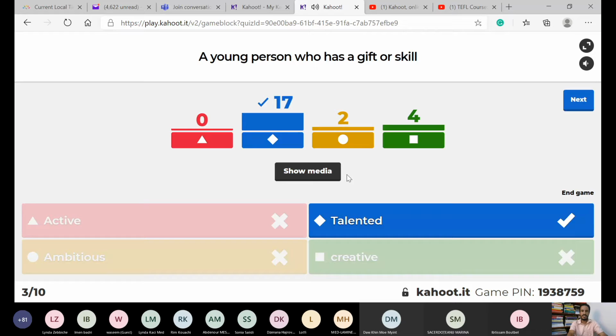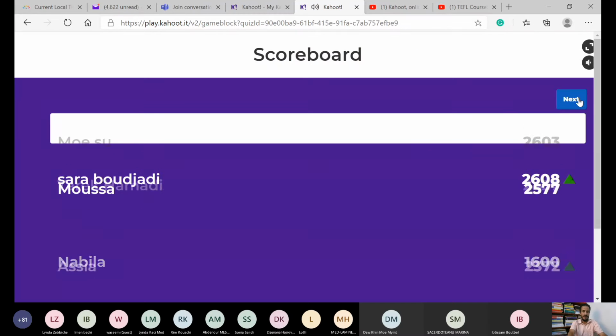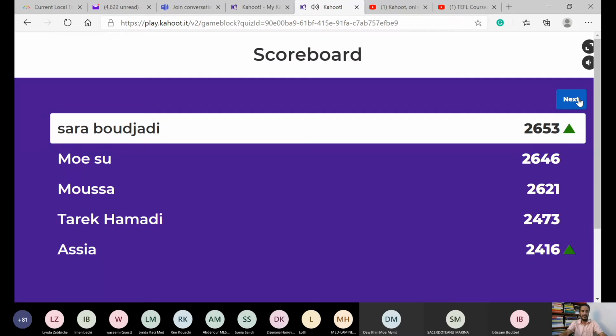And what is very interesting about Kahoot, there are colors. Students love colors. There is the sound, music, and they like the sound, okay. Very interesting for visual and auditory learners. Next. Oh, there's a change, Jisam, yes? Yes, I see that Sarah is in the first place now. Great, next.